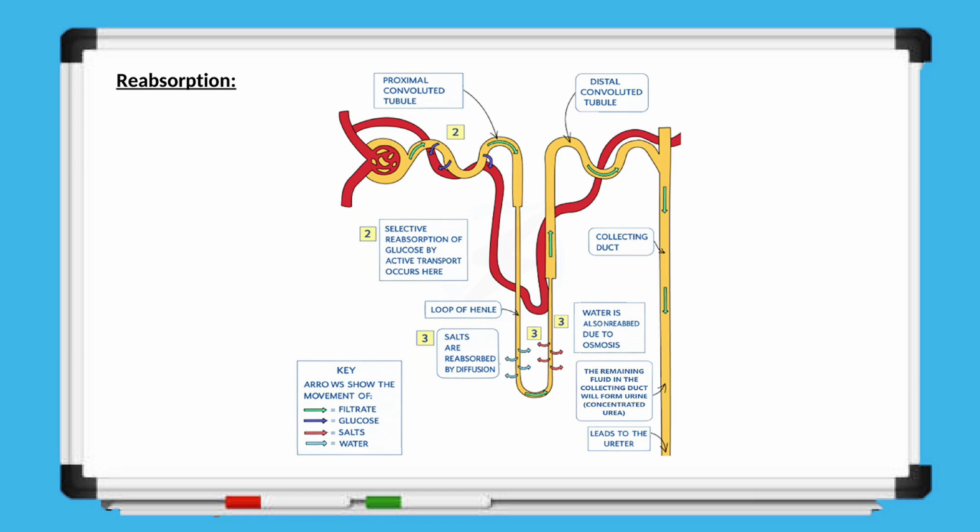Finally, the remaining fluid in the collecting duct, which contains urea and any excess water and salts, becomes urine. This urine then flows into the ureter for transport to the bladder. In short, reabsorption allows the kidney to recover important substances, maintain blood composition, and produce concentrated urine for waste removal.